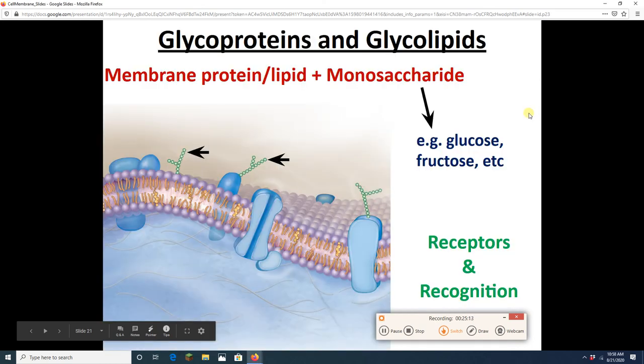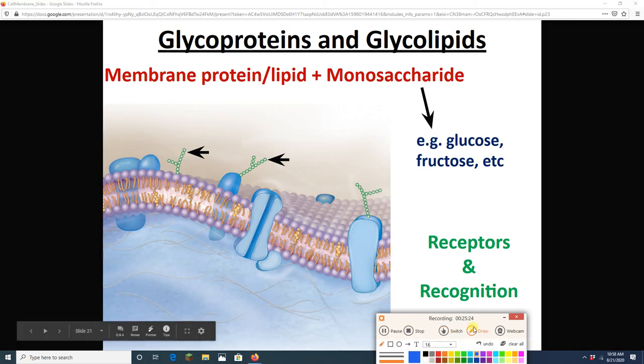Some of our proteins, and some of our phospholipids for that matter, have a sugar attached to them. If they have a sugar attached to them, they are known as a glycoprotein or glycolipid. So this guy right here is a glycoprotein. He's a membrane protein with a sugar, like a string of glucoses or fructoses attached to him.